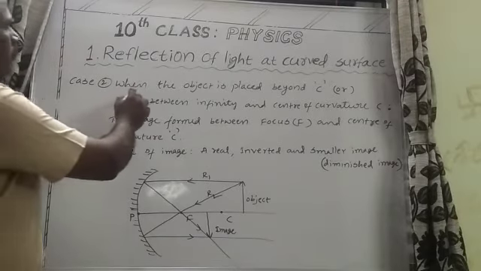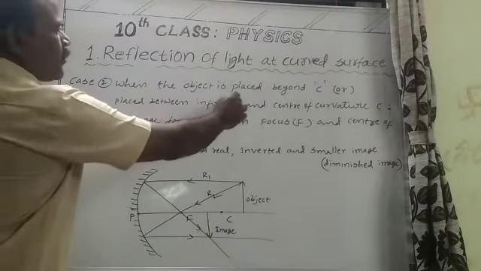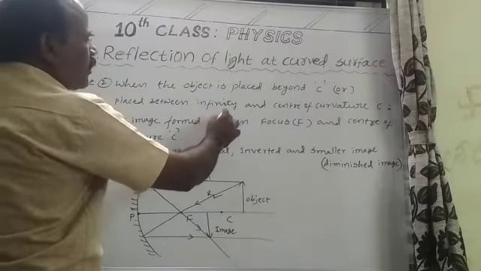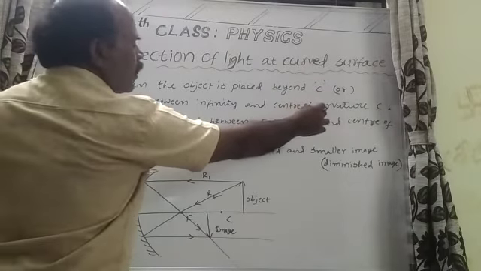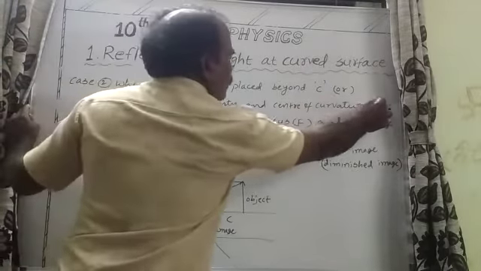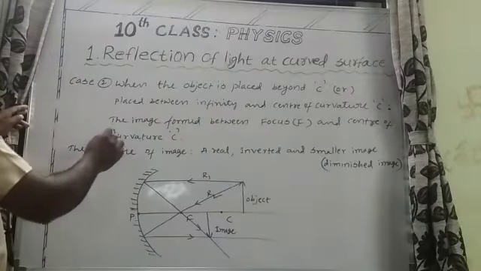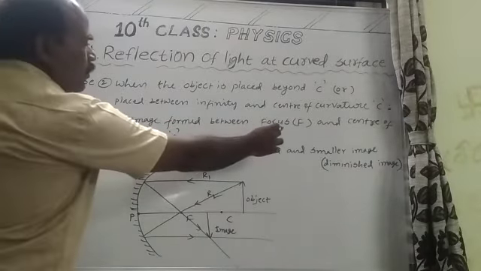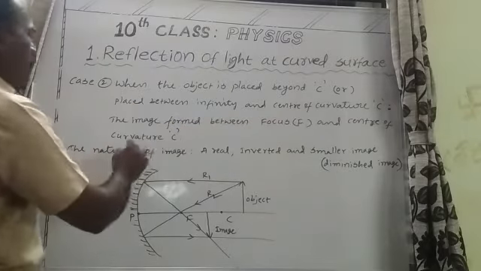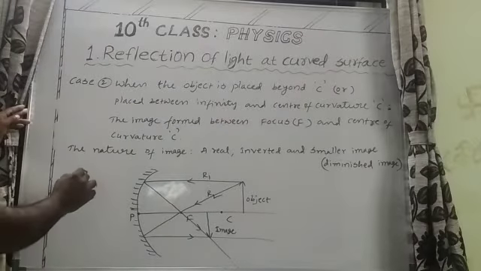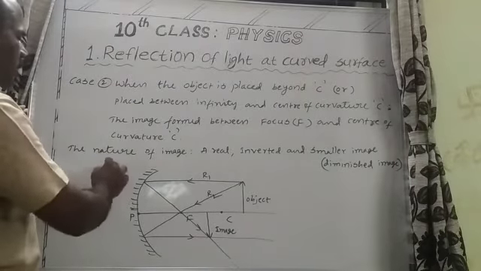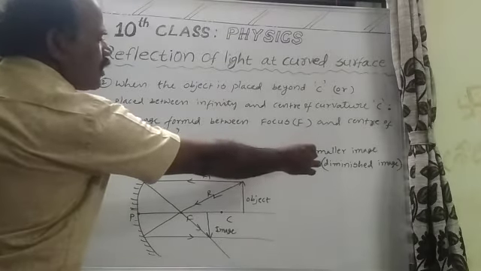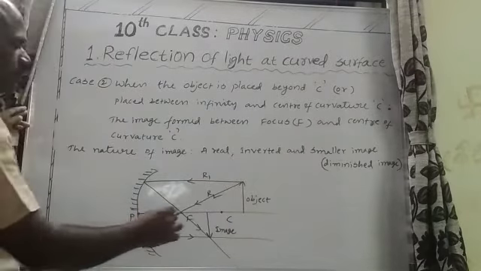Case 2, when the object is placed behind C, or placed between infinity and center of curvature C, the image is formed between the focus and the center of the curvature C. The nature of the image is real, inverted and smaller, or diminished.